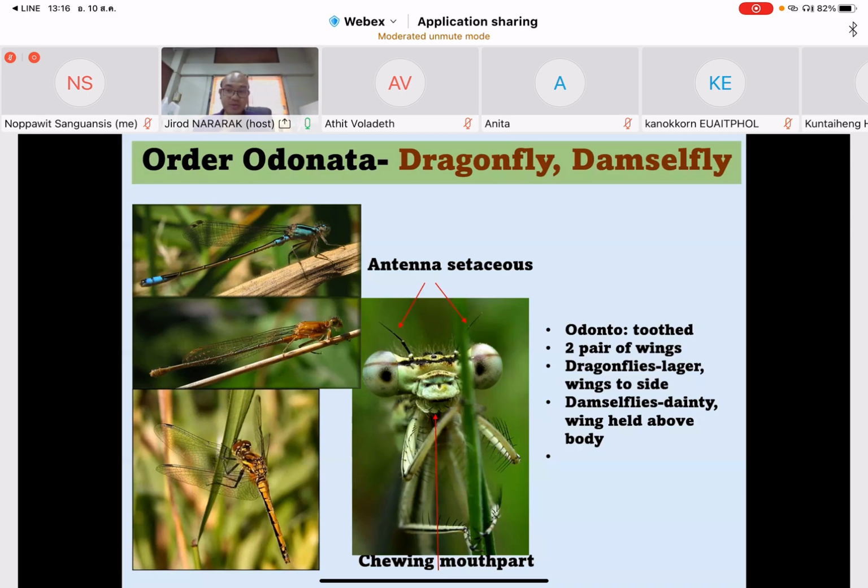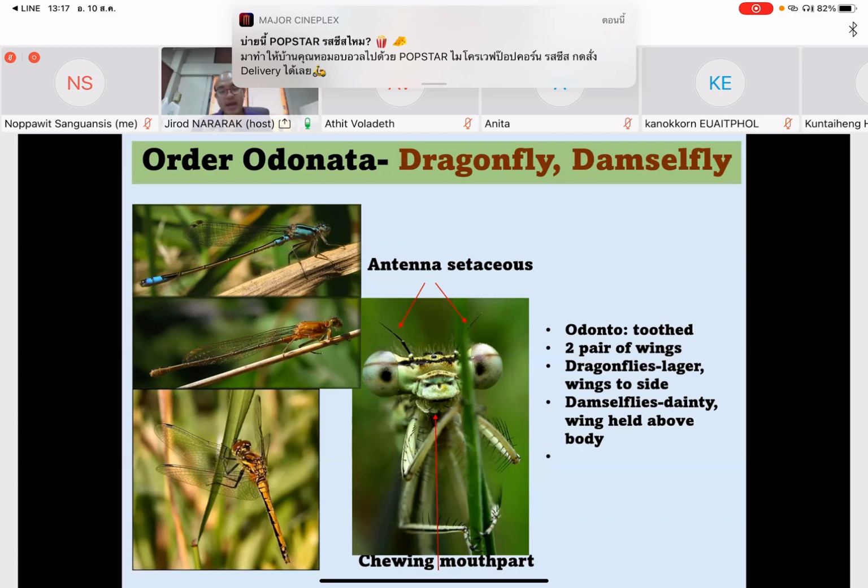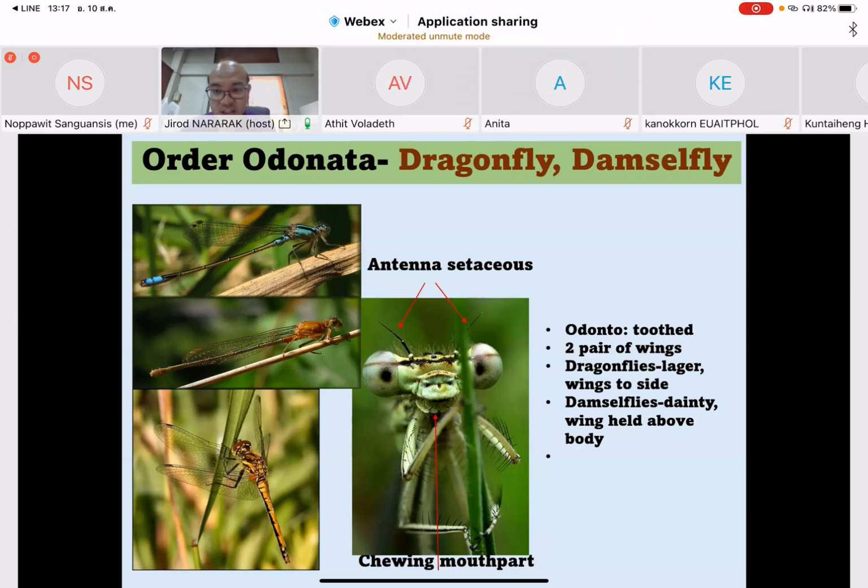Next week we will study the families in this order, and also the outer characteristics of these insects. The antenna is the setaceous type. Everyone knows setaceous, right? Because you already studied it in insect science, right?